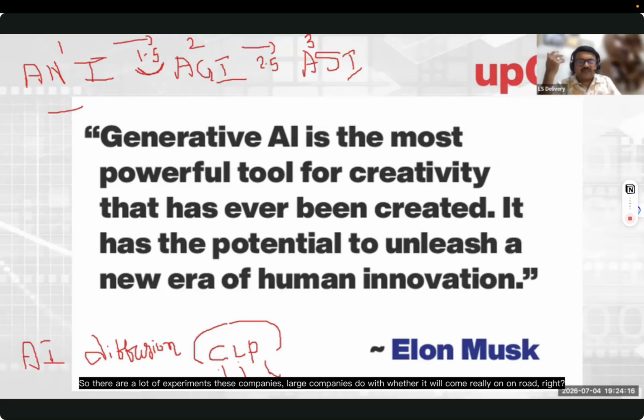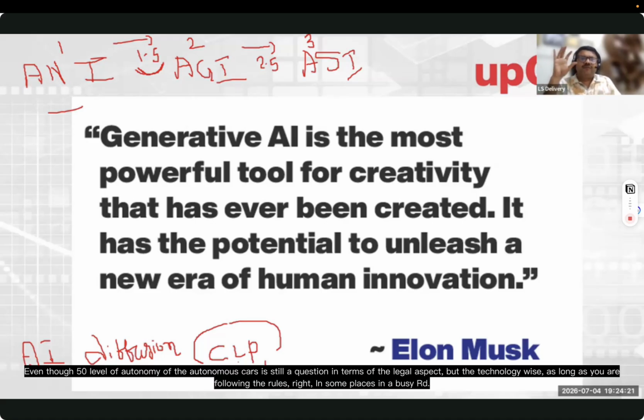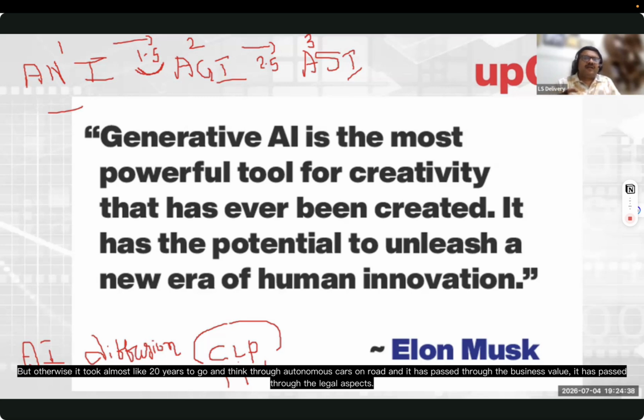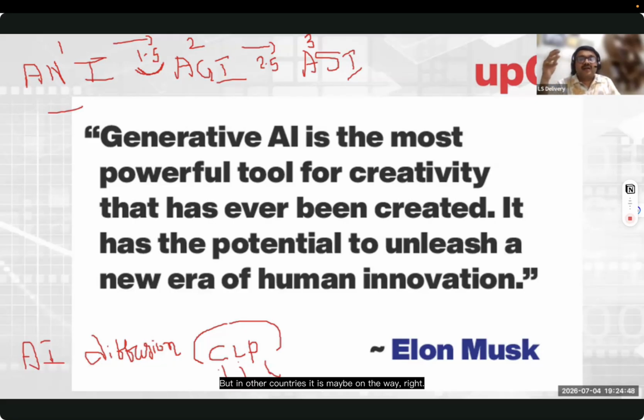There were a lot of experiments these large companies did on whether it would really come on the road. Even though the fifth level of autonomy is still a question in terms of the legal aspect, technology-wise it works as long as you are following the rules. In some places, on a busy road, it will be difficult to get to completely autonomous because other people may not follow the rules. But otherwise, it took almost 20 years to get autonomous cars on the road, and it has passed through the business value and the legal aspects. In other countries it is maybe on the way, and a few countries already have it.